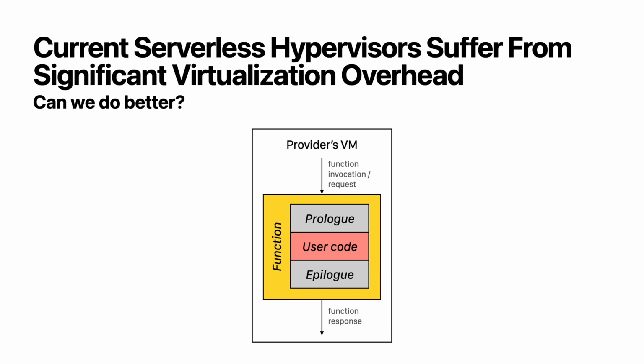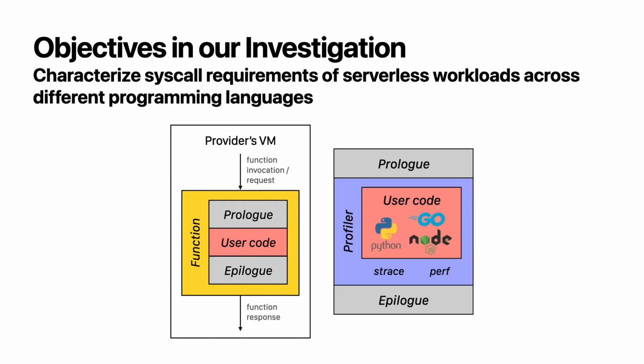Once the execution context is set up, the function's user code is executed within the VM or container instance. During this phase, the user code performs its intended logic, potentially making syscalls or system calls to interact with the underlying operating system or runtime environment. After the function's user code completes execution, another RPC call is made from the VM or container instance back to the serverless platform. This RPC call typically includes the function output, logs, or any other relevant metadata.